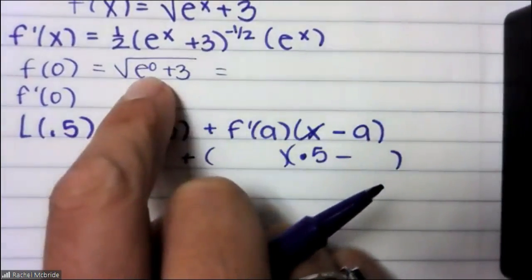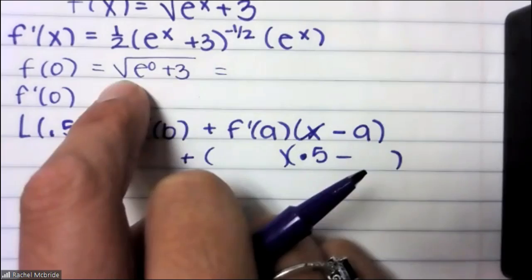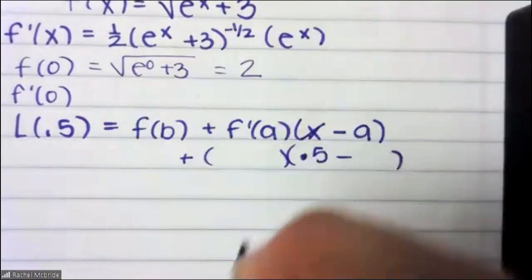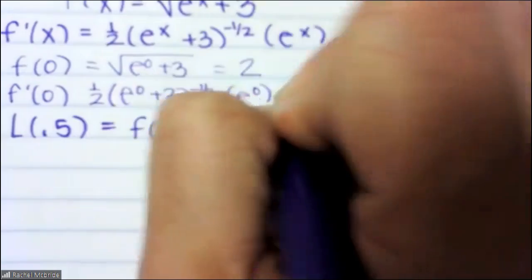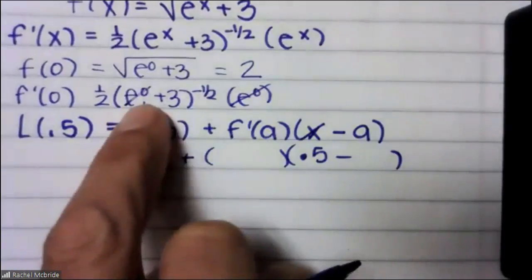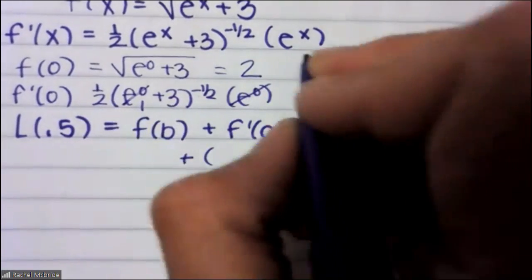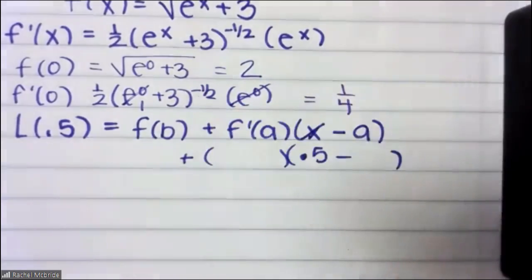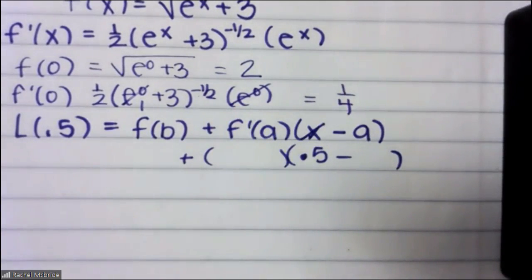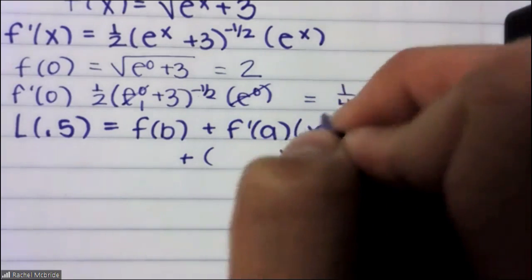So f of 0 is the square root of e to the 0 plus 3. Well, e to the 0 is 1. 1 plus 3 is 4. Square root of 4 is 2. So for f prime of 0, e to the 0 is 1. E to the 0 is 1. So 1 plus 3 is 4 again. Square root of 4 is 2. 2 times 2 is 4. So that makes this 1/4.